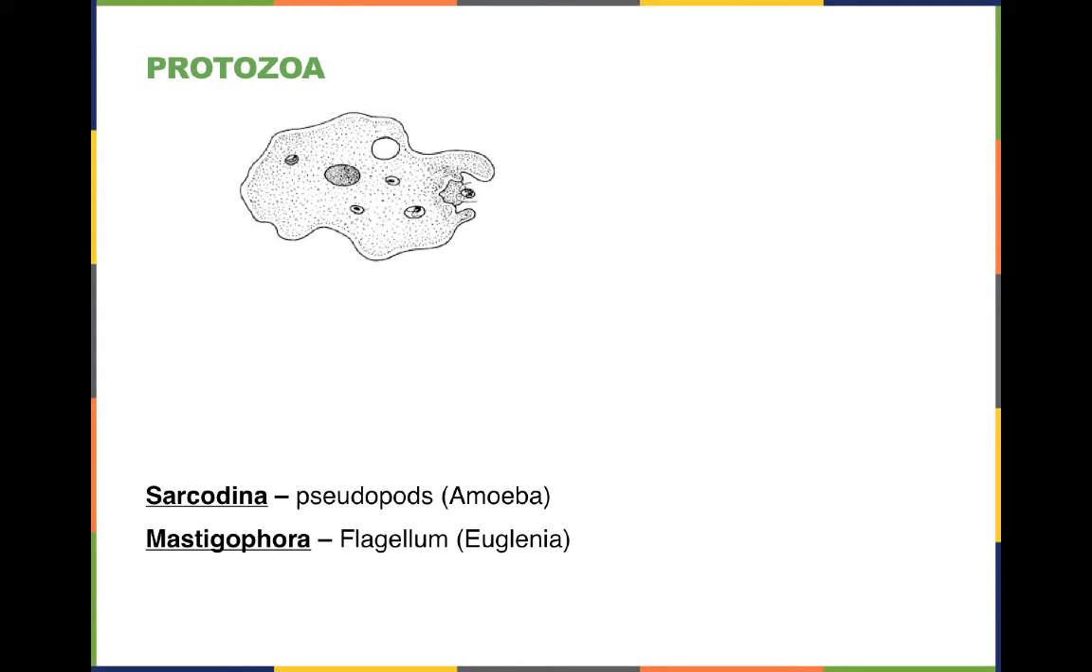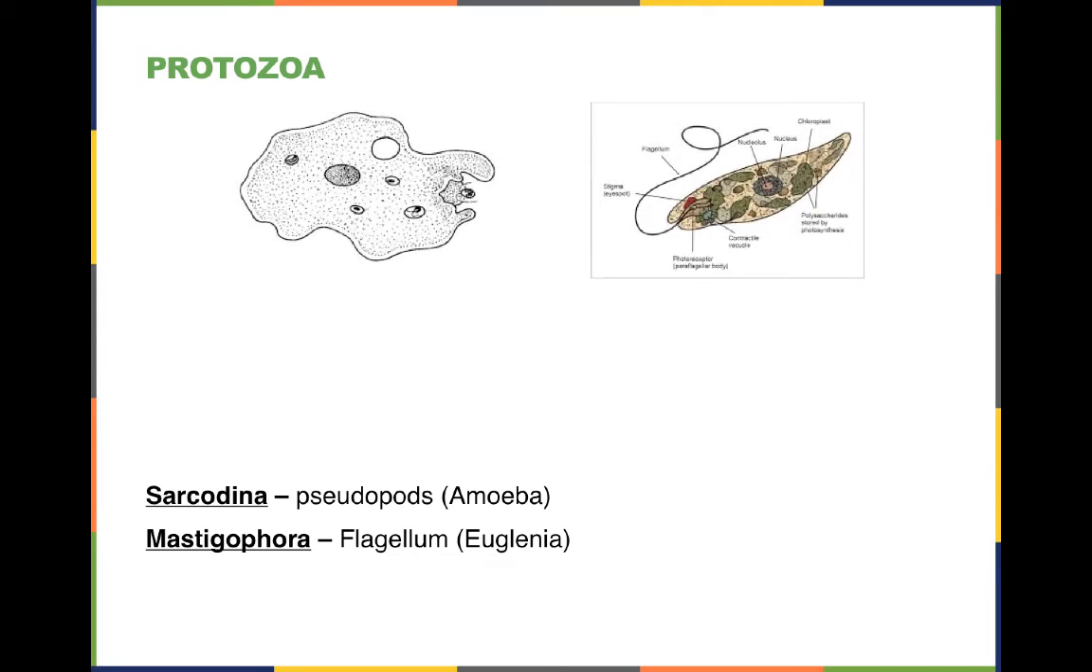The second phylum in the subkingdom Protozoa is called the Mastigophora. This group moves by means of a single whip-like structure known as a flagellum. The standard organism that is most commonly used as an example of this is the Euglena. And here's an example of the Euglena. We will again talk about this in more detail in future slides.